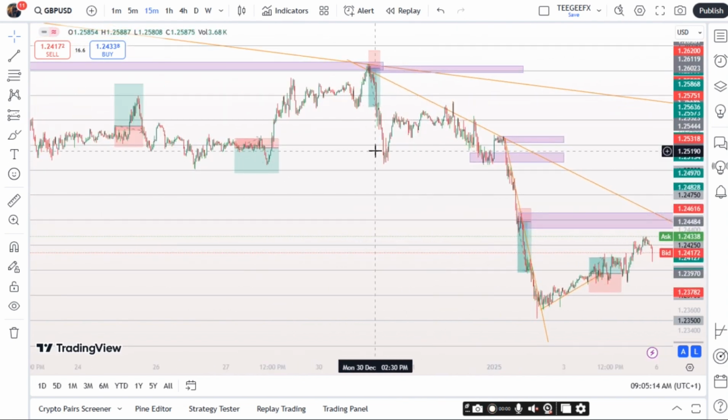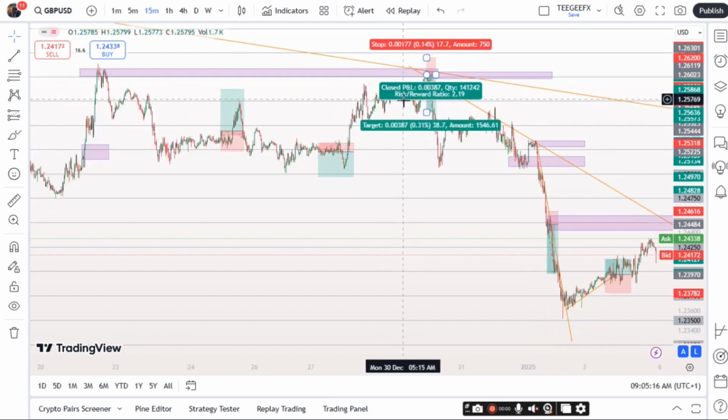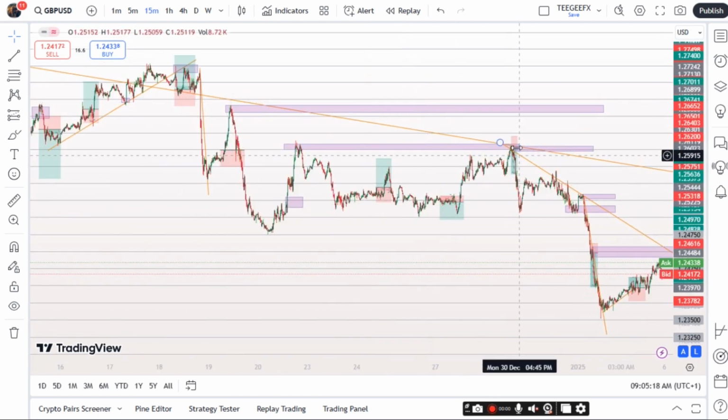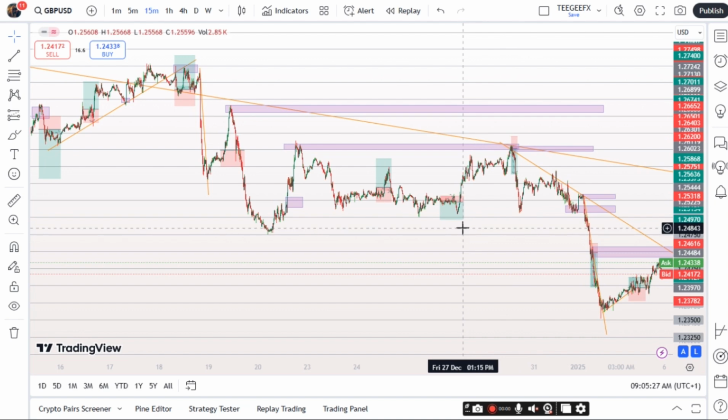So let's look at this now. This is the trade I took. You can see, look below, Monday 30th December, it was around 2. So now, how do I catch this trade? How do I catch this trade? So now let's go.